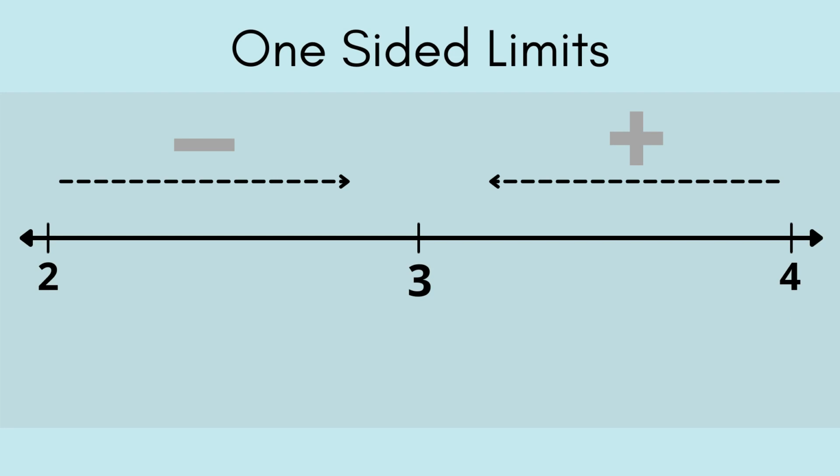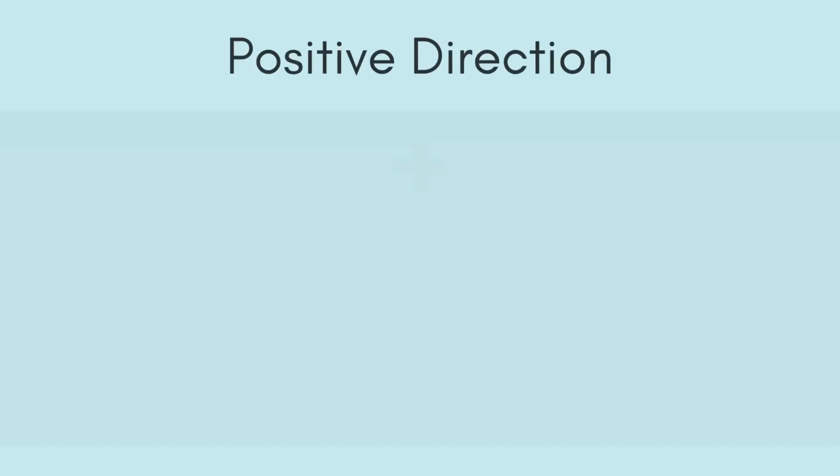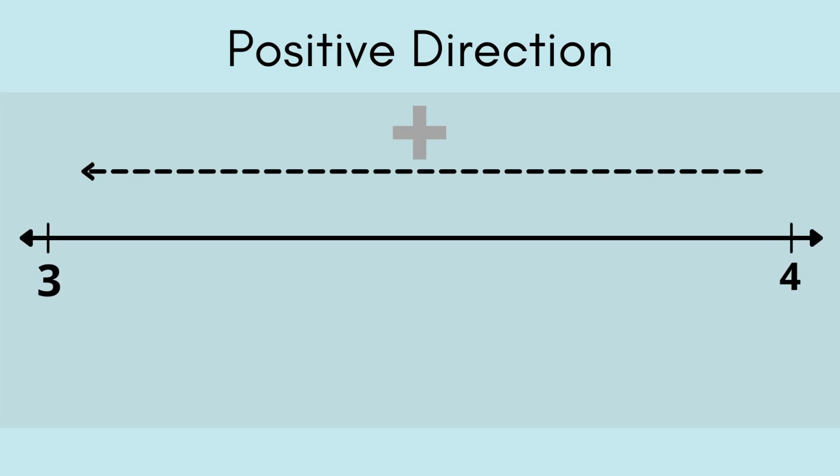So for the purpose of this part A, it's asking for values approaching 3 from the positive direction. So we're going to specifically focus on the interval between 3 and 4 because that will help us target values that get closer and closer to 3 from the positive direction. So if we think of a number close to 3, we can say 3.5, right? That's kind of close to 3, right?